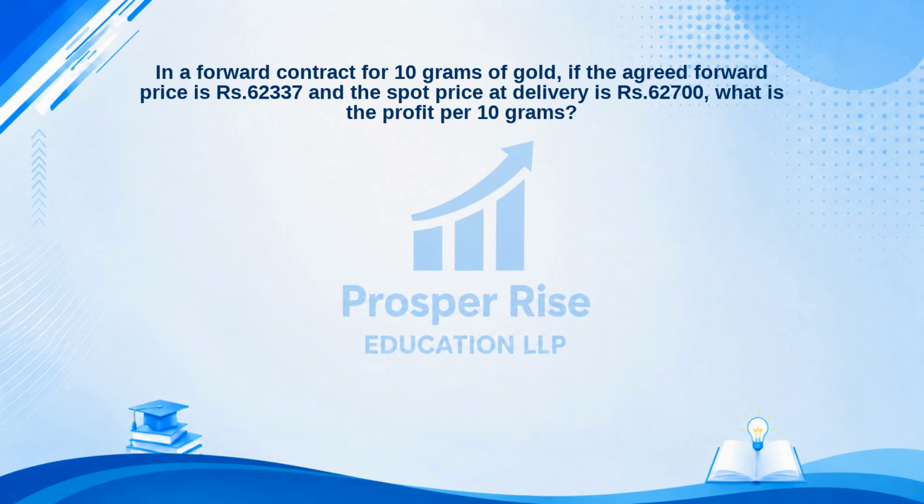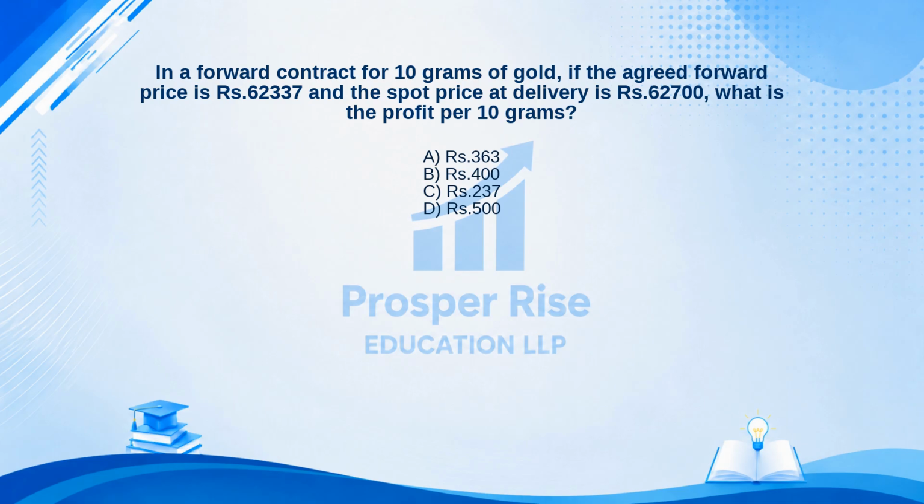In a forward contract for 10 grams of gold, if the agreed forward price is rupees 62,337 and the spot price at delivery is rupees 62,700, what is the profit per 10 grams? Here are your options. A. Rupees 363. B. Rupees 400. C. Rupees 237. Or D. Rupees 500. Take a moment to pause the video and decide.